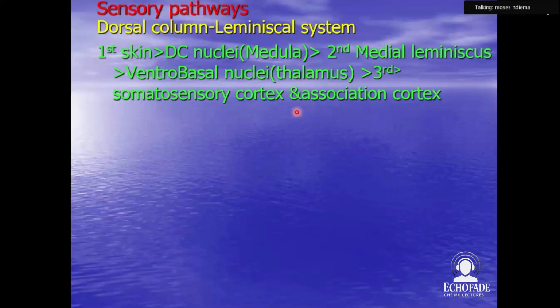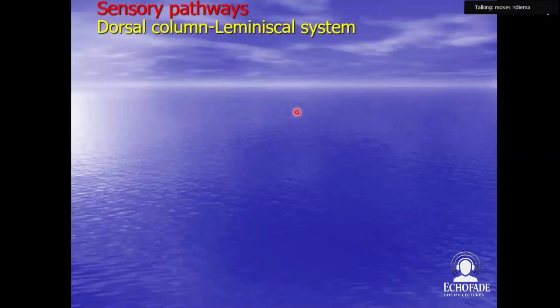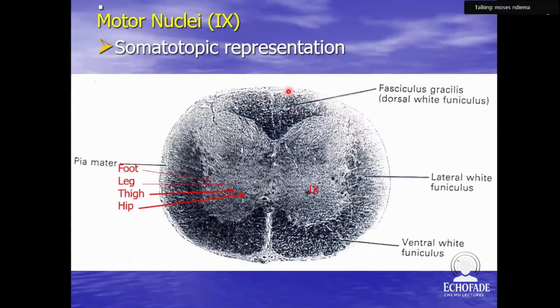The most medial funiculus contains fascicles. These are groups of axons. So we call those the fasciculus gracilis. So this most medial part is the fasciculus gracilis.